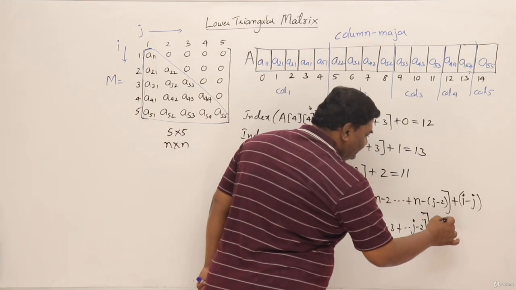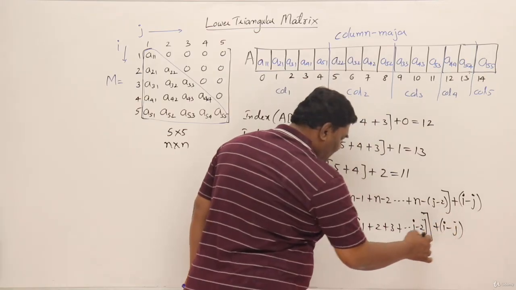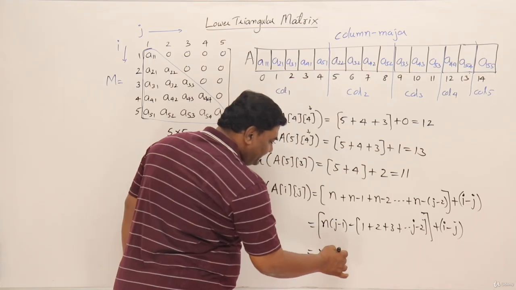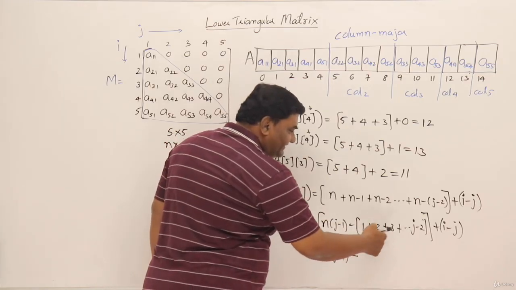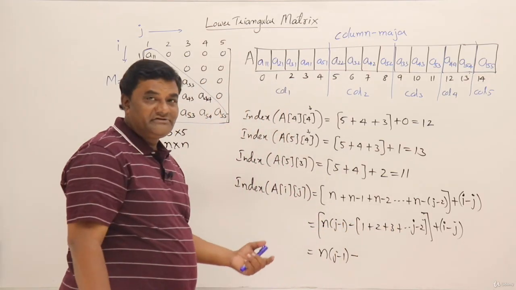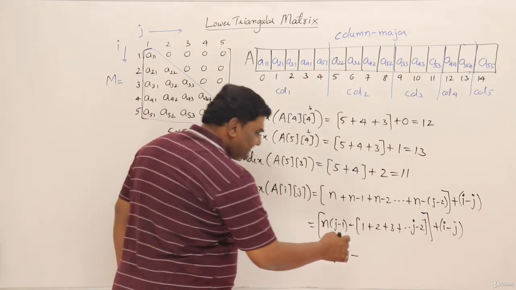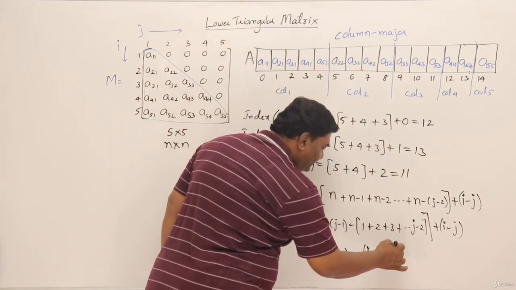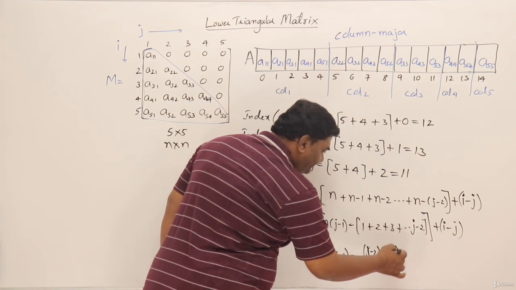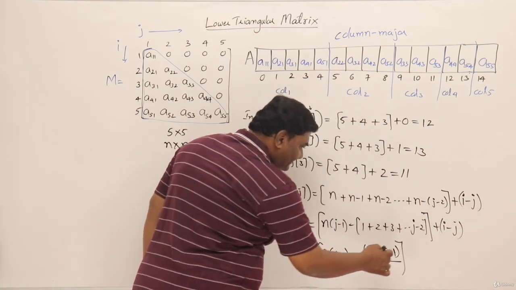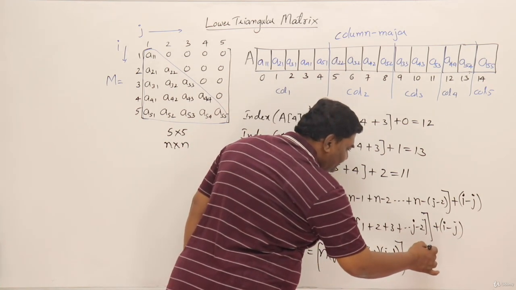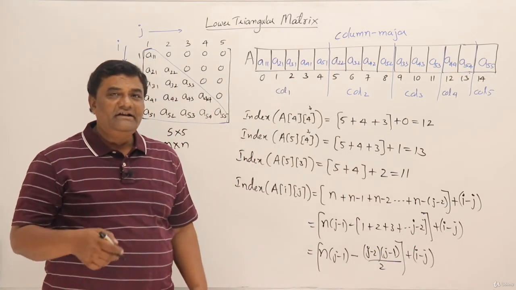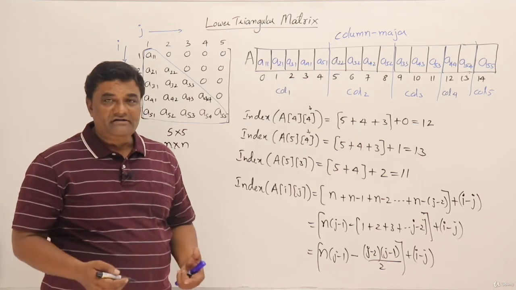Then afterwards, it's i minus j. I can simplify it further and say n into j minus 1, then minus, this is sum of n terms till j minus 2. So this is j minus 2 into j minus 1 by 2. And this is within a bracket, plus i minus j. So this is the formula for column major representation, and later we will see how to write a program for this one.